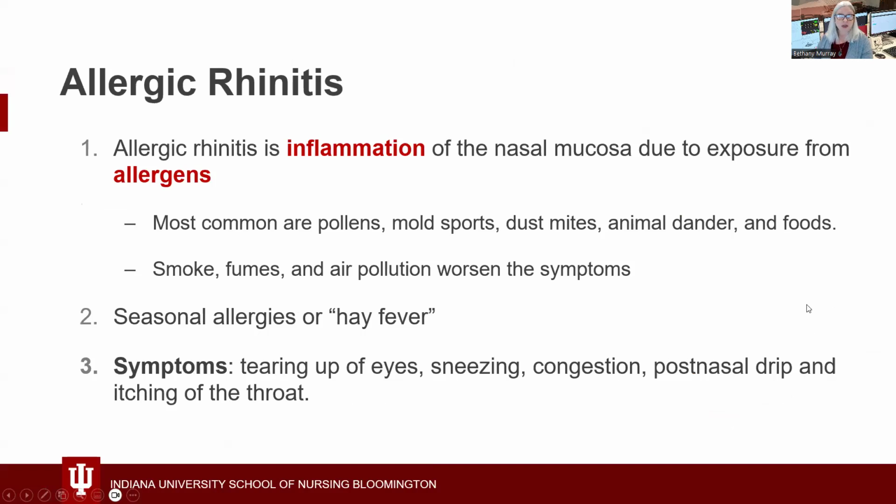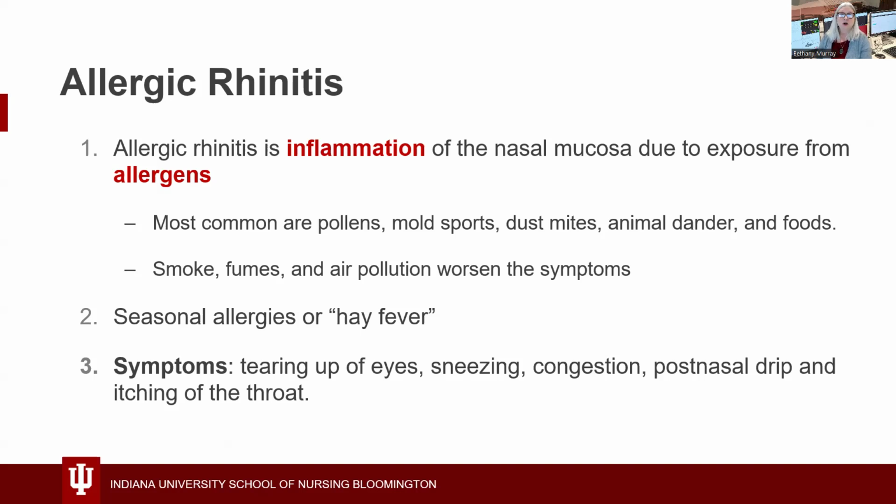What is allergic rhinitis then? Allergic rhinitis is inflammation of the nasal mucosa due to exposure from allergens. Most commonly, these allergens are things like pollens, mold spores, dust mite, animal dander, or even foods that we eat could be allergens. We can also have environmental toxins like smoke, fumes, and air pollution. This is the reason that as you're working in clinical sites in the hospital, you are not to wear perfumes because they do serve as allergens for some of your patients.